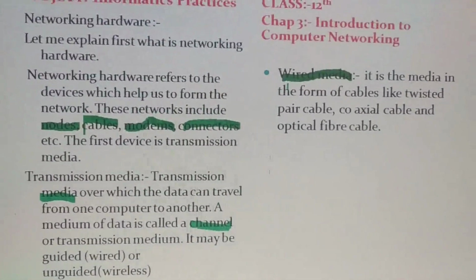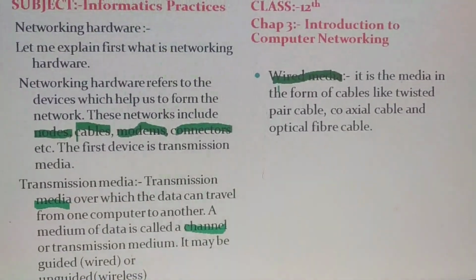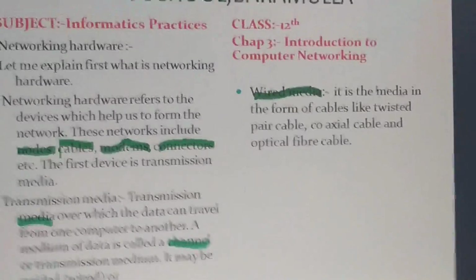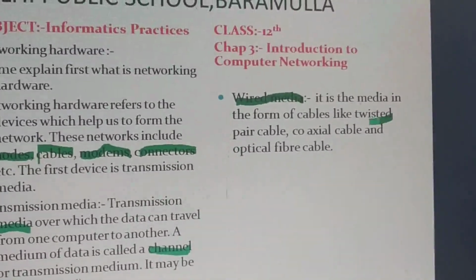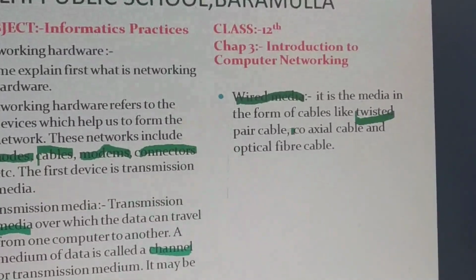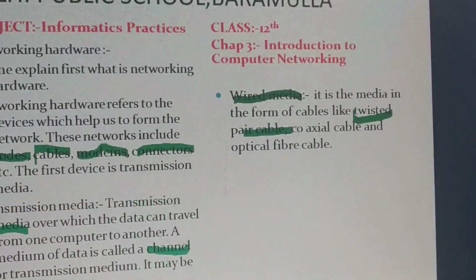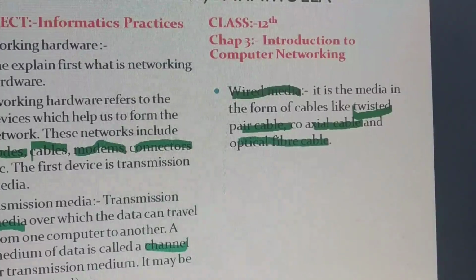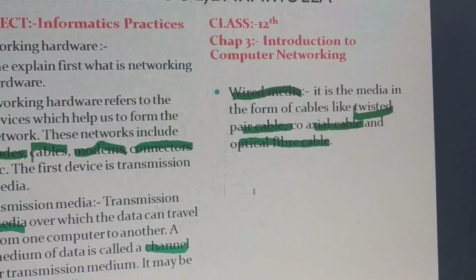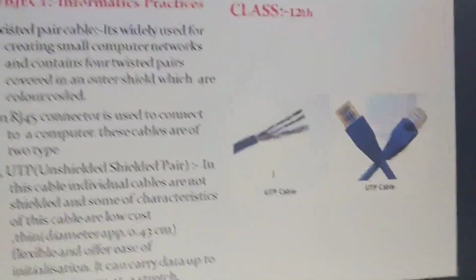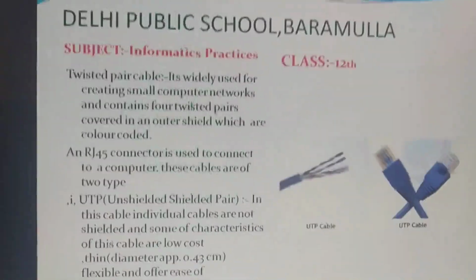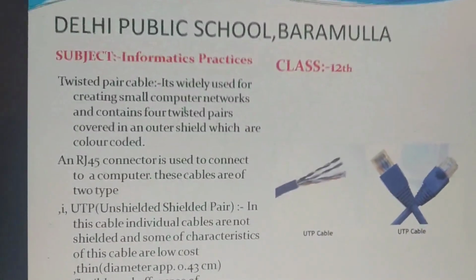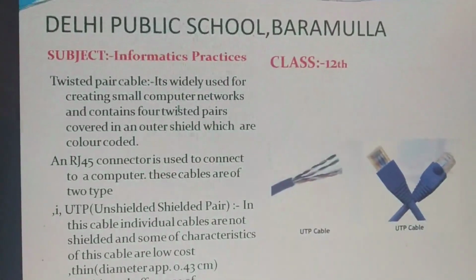These all media come in the cables, and there are some types of cables: first is twisted pair cable, another is coaxial cable, third one is fiber optic cable. So this time we will go to the first type of cable, which is twisted pair. What is twisted pair cable? It is widely used for creating small computer networks.